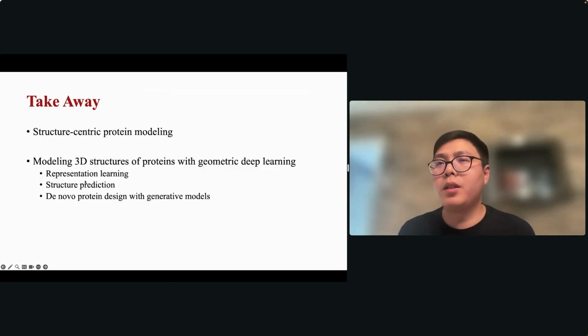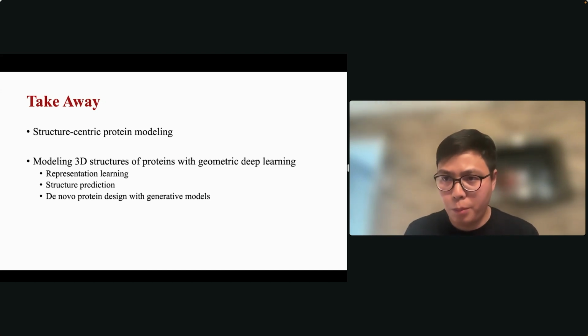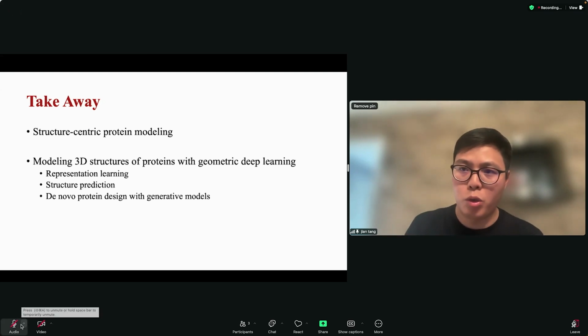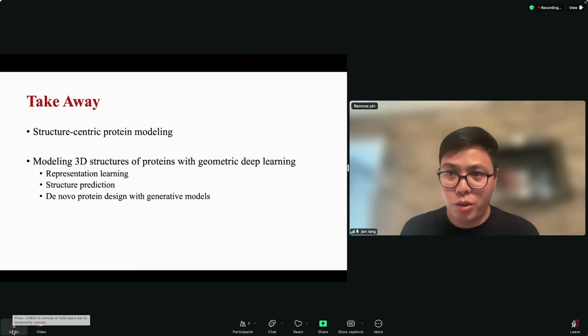So essentially, in our group, we have been taking a structure-centric approach to model 3D structures of proteins. We mainly make use of techniques like geometric deep learning and also diffusion models and flow matching to model different kinds of problems in proteins. In particular, how to represent 3D protein structures, how to better predict protein structures like side chains, the dynamics, and also protein-protein complex structure prediction. Of course, at the end, we care about how we can design new proteins with diffusion models and models like flow matching. So that's all I want to show. Thank you very much.